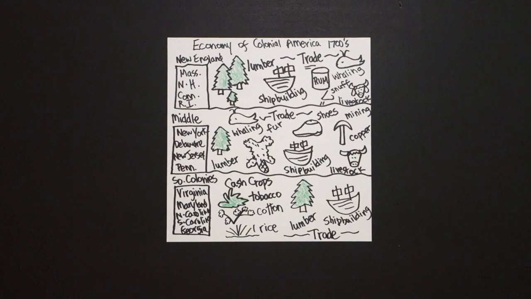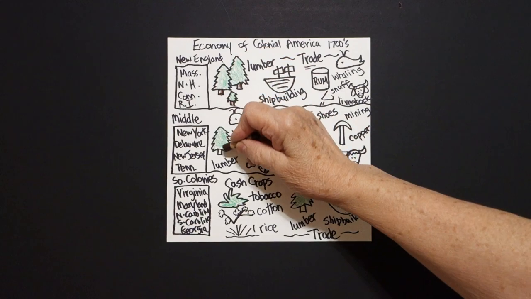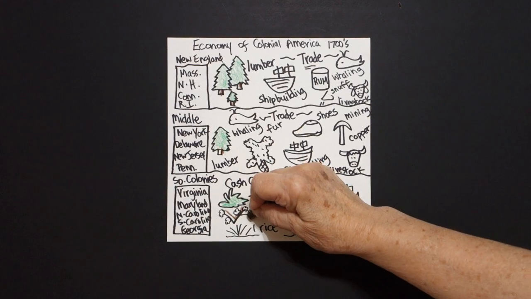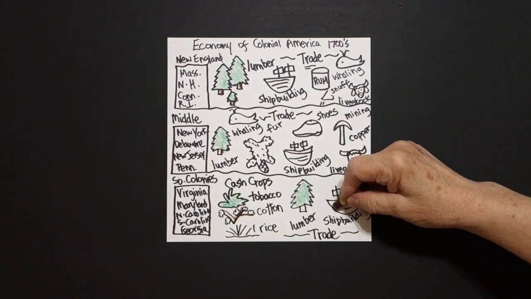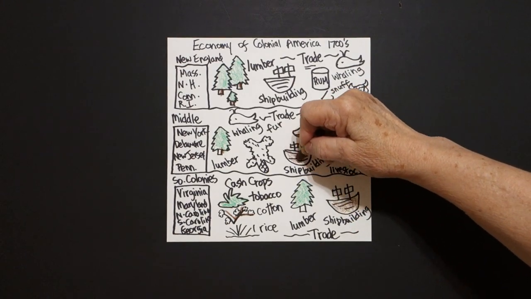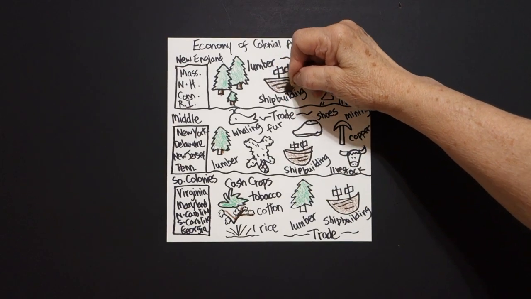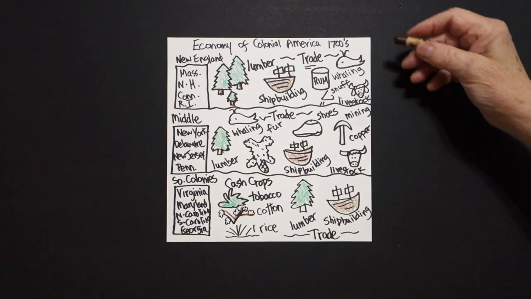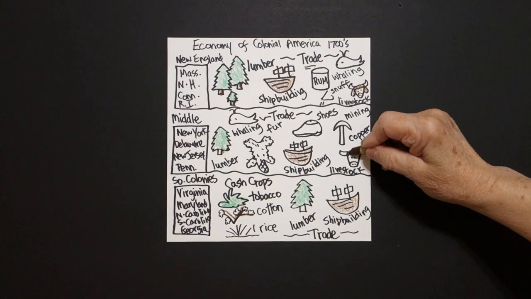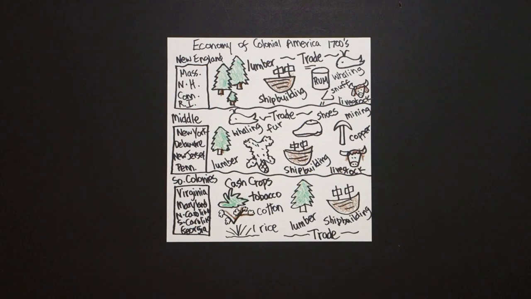Next, I'm going to take my brown. Color in my space here, here, here. Put a little bit down here on this cash crop of cotton. Definitely color in my ships, my shipbuilding, which was a big, it's like the car companies are now, a big money maker. And let's do all of these livestock brown. Livestock, forgot some ears there.